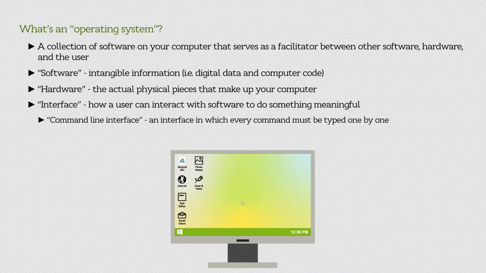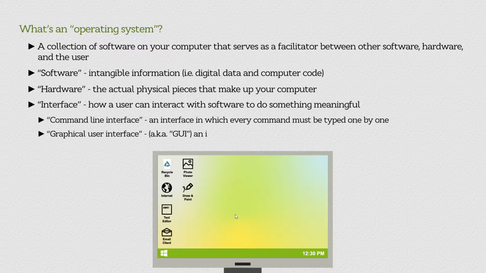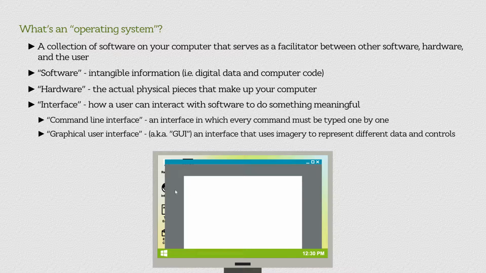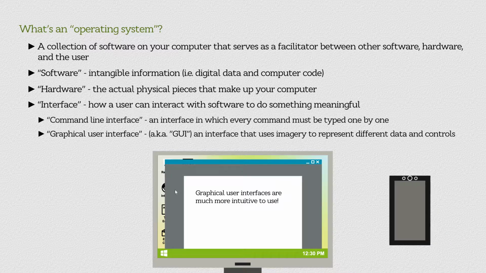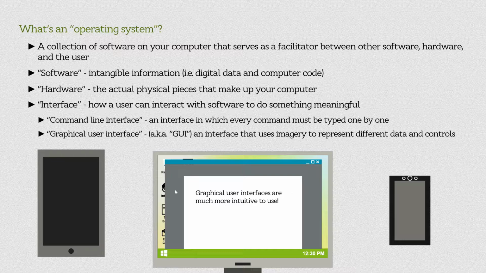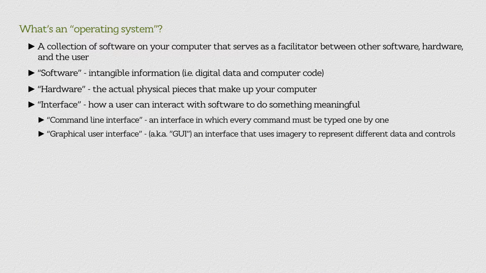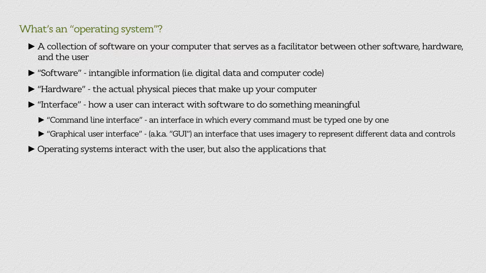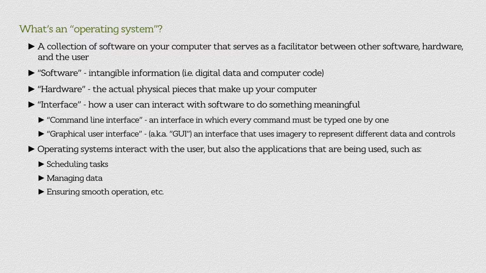Today, graphical user interfaces, sometimes called GUIs, are everywhere. These types of interfaces include imagery to represent the functions and data on a computer, and they are far more intuitive to interact with. We've also developed better interfacing hardware, like touchscreens, which are standard on smartphones and tablets. As far as interactivity has advanced, it's important to note that operating systems don't just interface with the user. They also interact with all the applications installed to your device, mostly in a way that a user never sees, like scheduling tasks and managing data, to make sure that your computer is stable and runs smoothly.